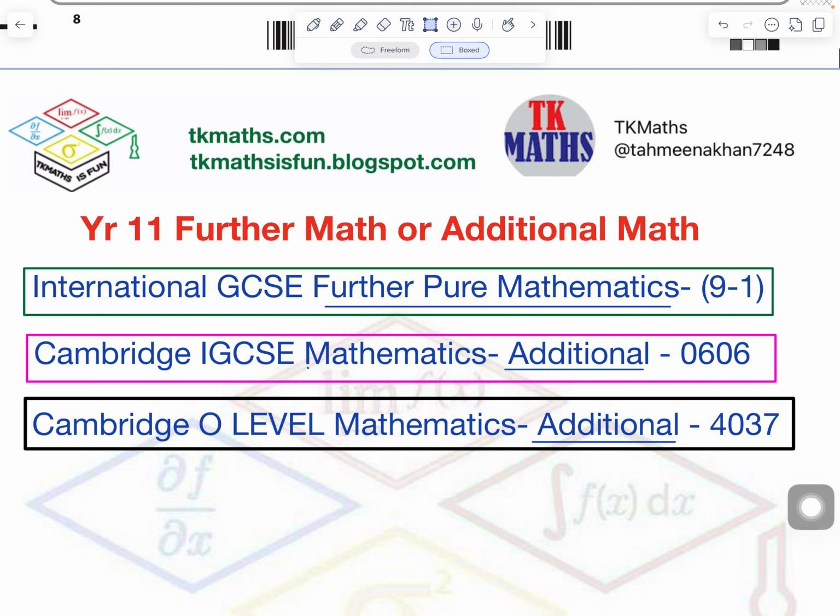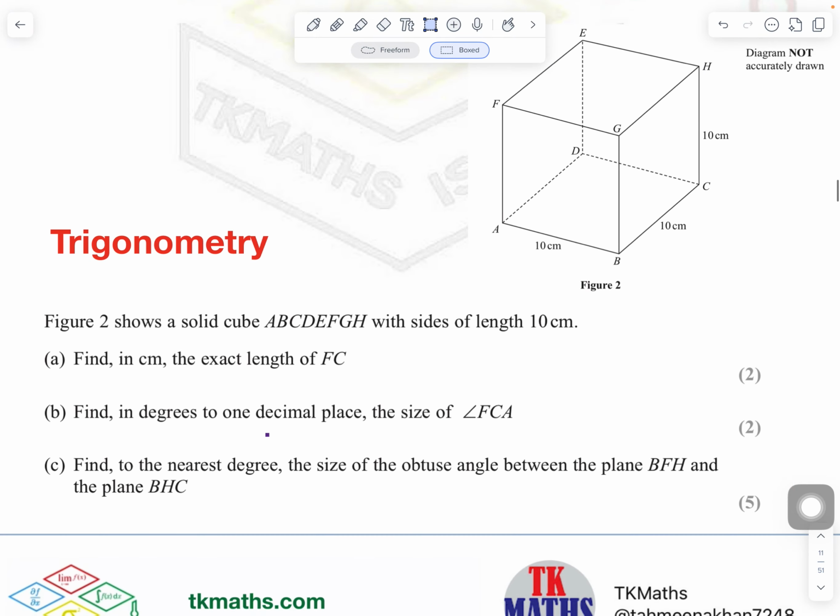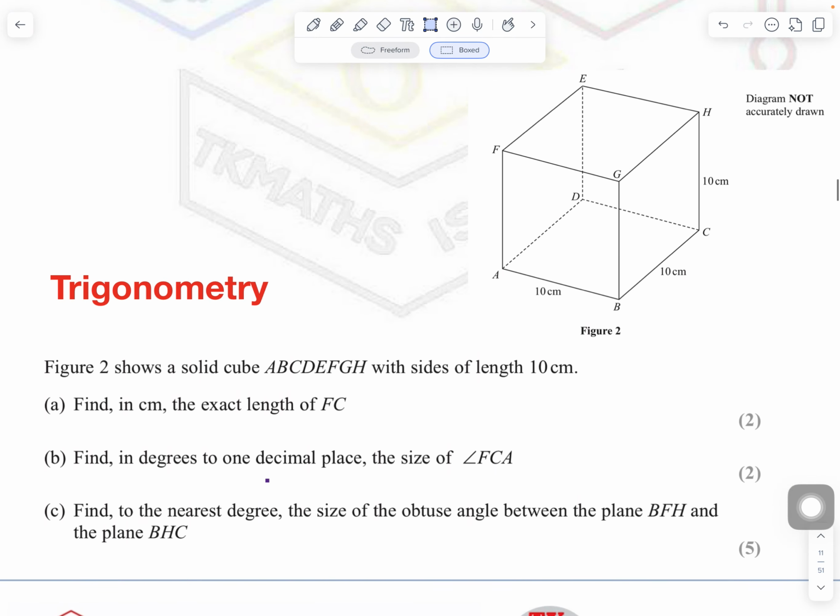In today's video, we will solve a past paper question on trigonometry. And trigonometry is a part of the syllabus of all these three: Year 11, further maths or additional maths. So the question is here in front of you. And it is a challenging question, particularly part C. So we will do it stepwise.